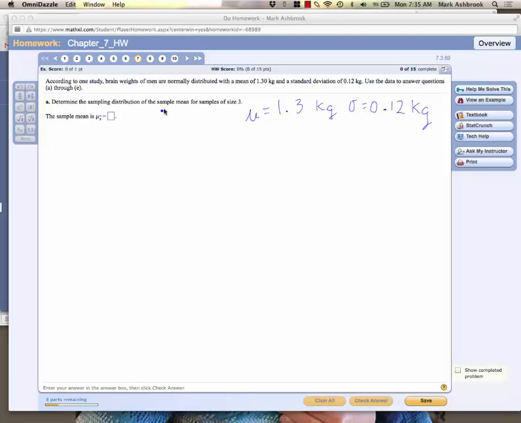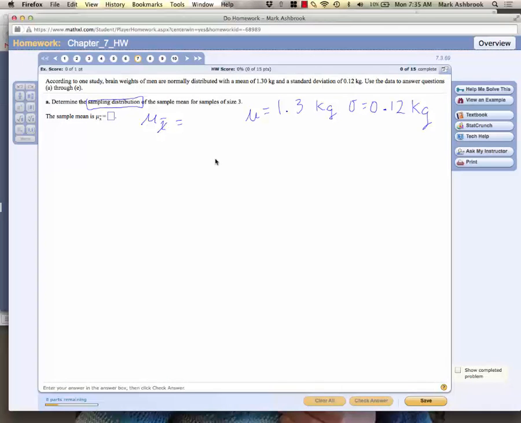Determine the sampling distribution of the sample mean with samples of size 3. Determining the sampling distribution means that we want to get two things. The first is the mean of the sampling distribution, which is the mean of means, right? Basically what they're saying is we're going to take all samples of size 3. What will the mean be of all the means of samples of size 3? Easy, right? What is it? 1.3, right?